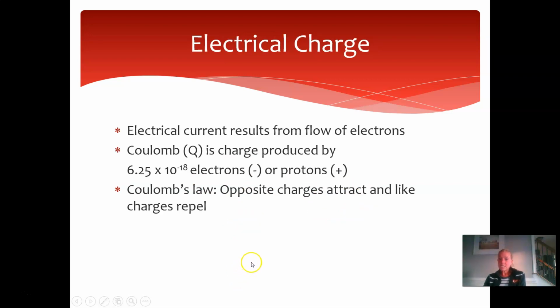Electrical charge, again, current is going to result from the flow of electrons. And I said that it's measured in coulombs. That is the charge that's produced by 6.25 times 10 to the negative 18 electrons or protons. Again, not something you need to measure or remember, or even we're not going to do any math with that. I do want you to know Coulomb's law. You've heard it, I'm sure. You just probably didn't know that it was Coulomb's law. But Coulomb's law states that opposite charges attract and like charges repel. And this is going to come into play, especially when we get to iontophoresis in that next unit, and talk about how it works. This is the fundamental principle of how ionto is going to work.